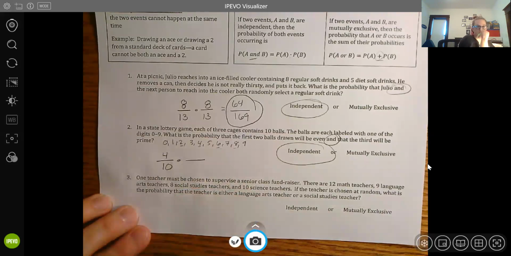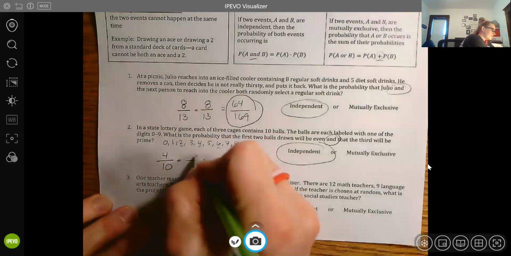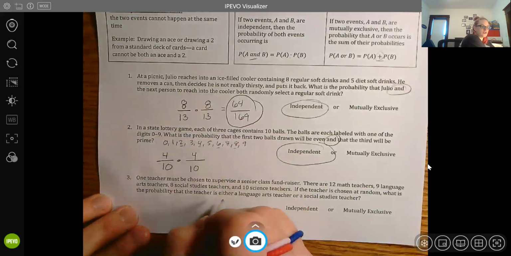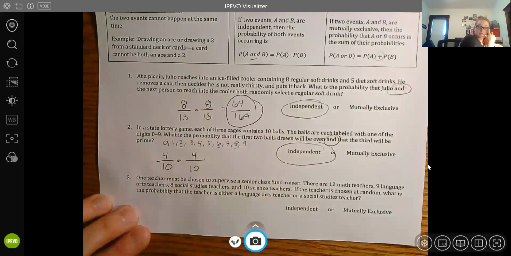Okay, now the second ball, it's in a totally different cage, so this is what makes it independent. So we are going to be able to draw out of that second cage. There's still going to be 4 evens there out of 10. And then how many, the third will be prime. Do you guys remember what prime numbers are? Prime numbers are numbers that can only be multiplied by 1 and itself.